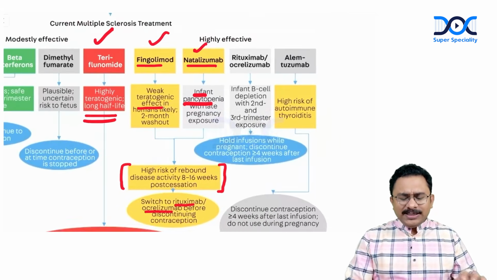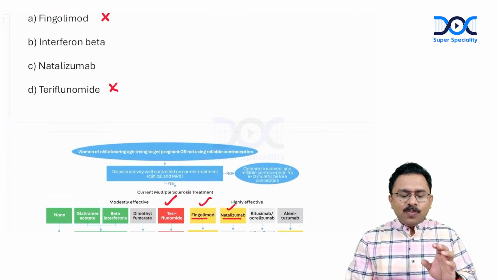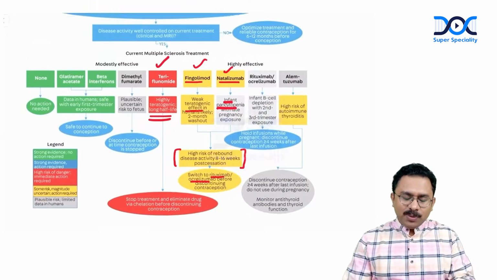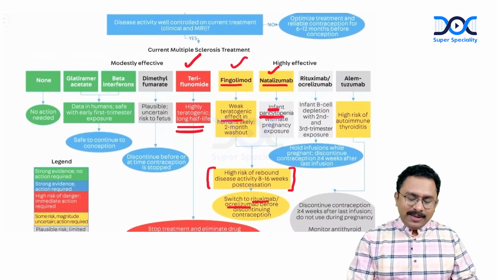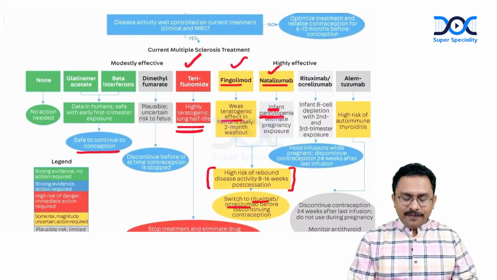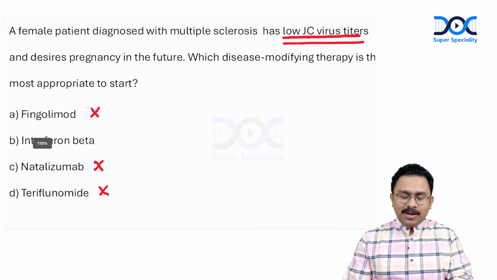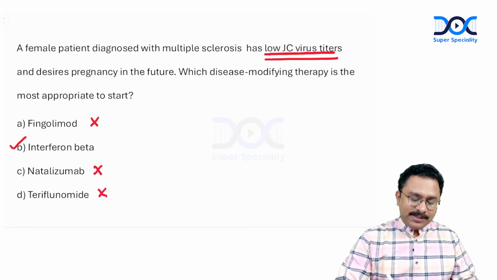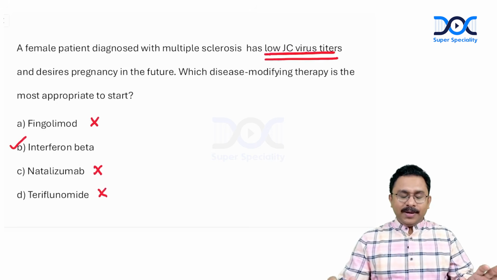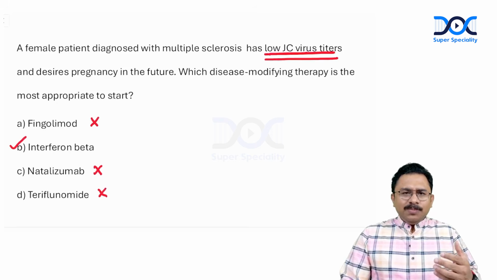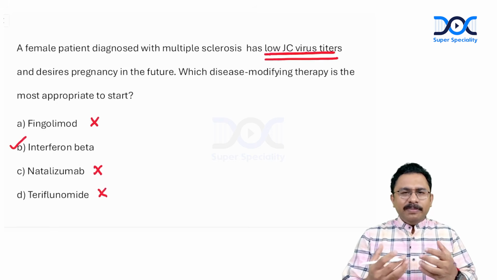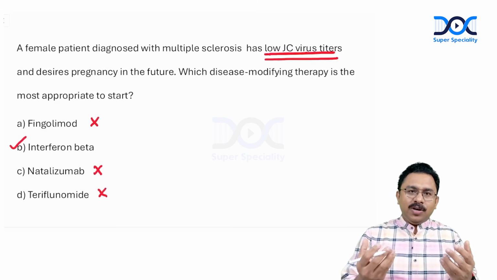Now, considering that fact, natalizumab is also not a preferred choice. Interferon beta, as you can see, is definitely safe. So for this question, interferon beta is the best answer here. Interferon beta, right? And some students told me that, sir, in the option, it was not interferon beta. I think it was interferon gamma.